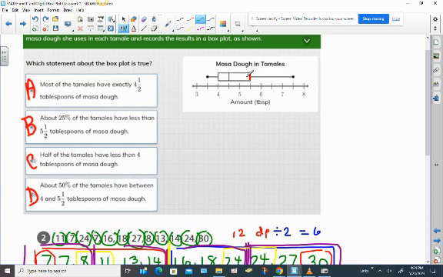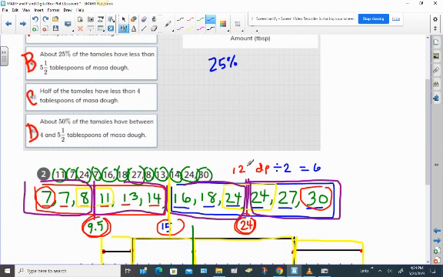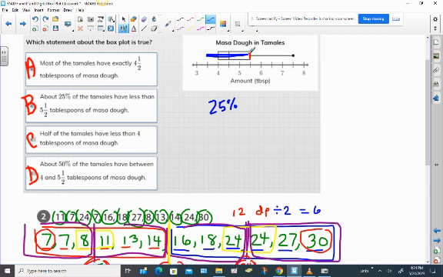Here's the 5.5. About 25% of the tamales have less than 5.5. So does this chunk right here, which is less than 5.5, represent 25% of the data? Remember, anything to the left of that upper quartile means that the 25% would be on the other side. This over here would represent 25%, because all of it is 100%. So doesn't that mean the 75% would be the data represented in this blue line? That doesn't really make any sense.